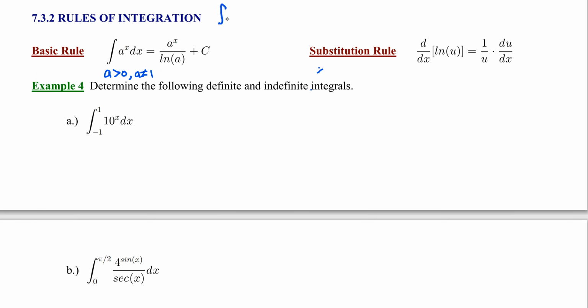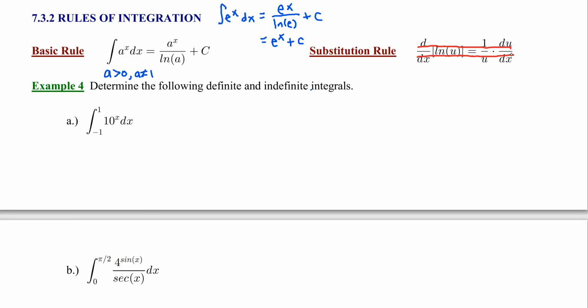Notice what happens when we apply this formula to the base e. We end up with e to the x divided by natural log of e plus c. Well, we know that the natural log of e is 1, so e to the x divided by 1 is e to the x plus c. So the integral formula that we have learned for integrating e to the x is actually a special case of this new basic rule. And as always, the chain rule will apply, or the substitution rule.